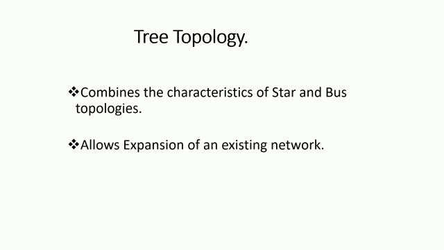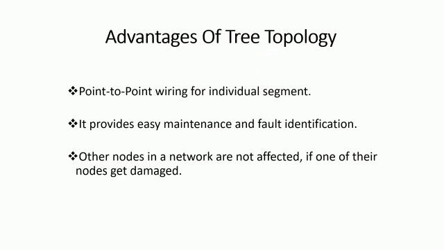Tree topology allows for the expansion of existing systems and enables you to configure a network to meet the required needs. Discussing the advantages of tree topology, the first advantage is the point-to-point wiring of individual segments. Then you can easily identify the fault, in which node the fault lies, or in which segment the fault lies. So there's easy identification of fault.